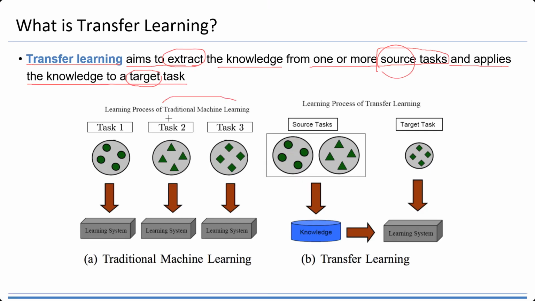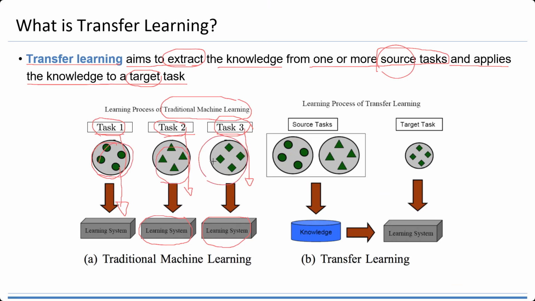In traditional machine learning, you can see we have task 1. This is the data, and then we do this learning system. We have task 2, so we do the machine learning, and then we get the model. We have task 3, we learn from the data, and then we get the model. So the task will be different because we have a different dataset.